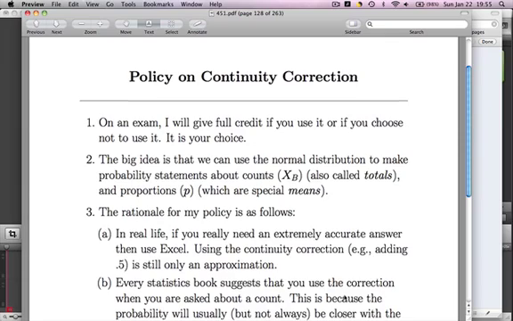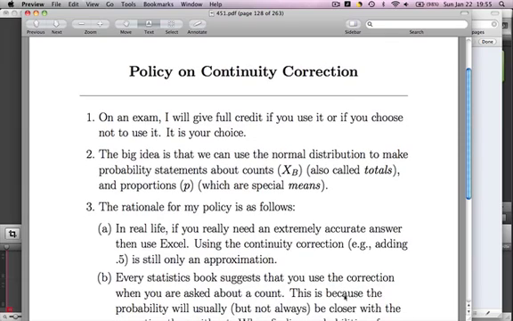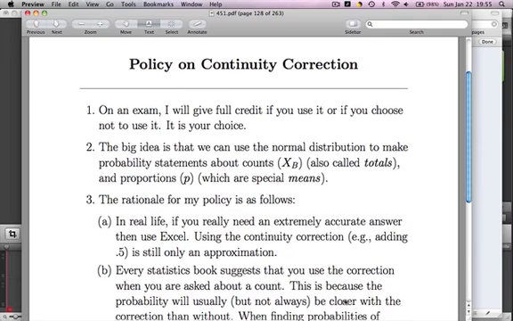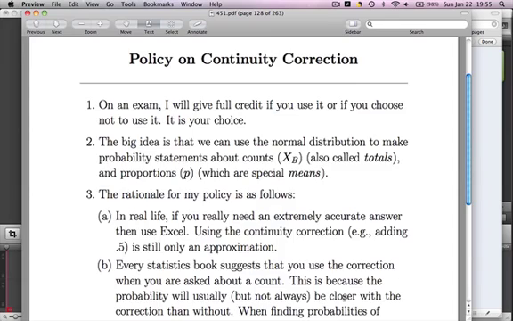Okay, my policy on using this continuity correction is that adding the 0.5 will improve your approximation, but if you don't do it on an exam, I'll still give you full credit. So if you took xb, z less than 4, minus 6 over the standard deviation, I give you full credit for using 4 rather than 4.5. You can read the rationale on this slide.